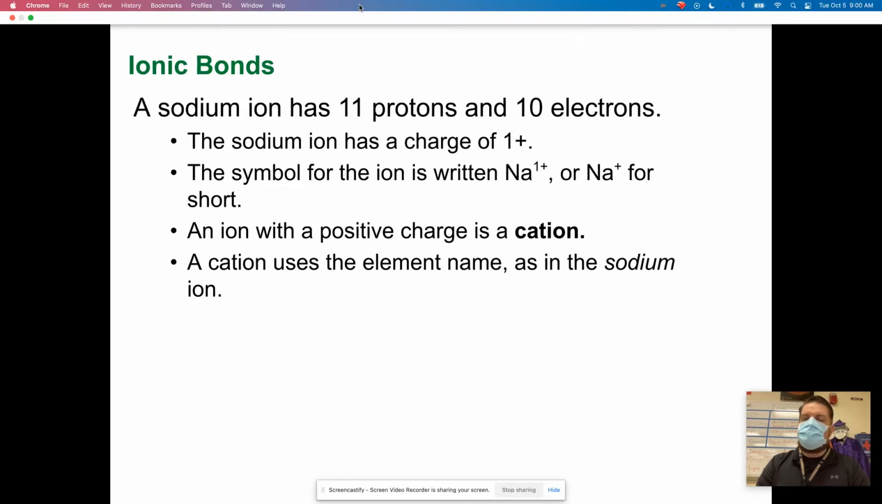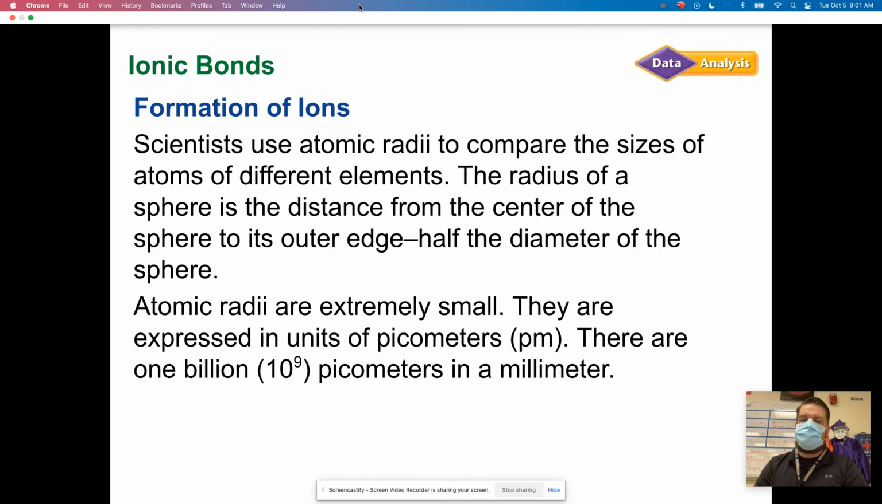You just write the symbol down, and you could say 1 plus or just the plus sign if it's a charge of 1. And then that is called a cation. So there's two terms we're going to talk about a lot in this section: anion and cation. Now, how I remember which is cation has the letter T in it. The letter T looks like a plus symbol. So I remember that cation is the positive ion. That's how I remember it. And the cation uses an element name such as sodium ion, right? So that's why it's pronounced sodium chloride.